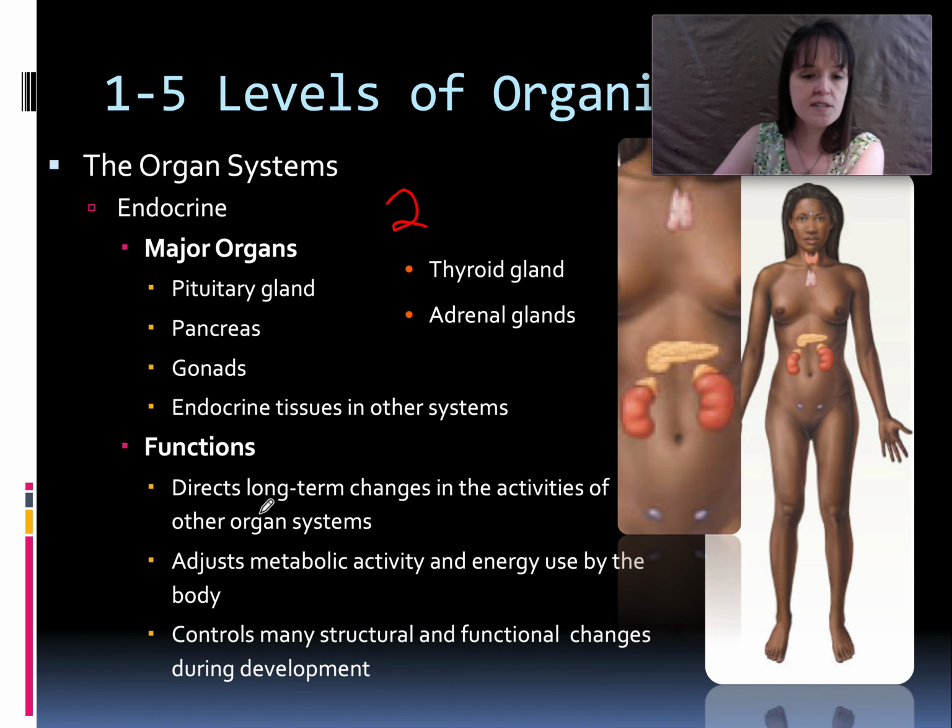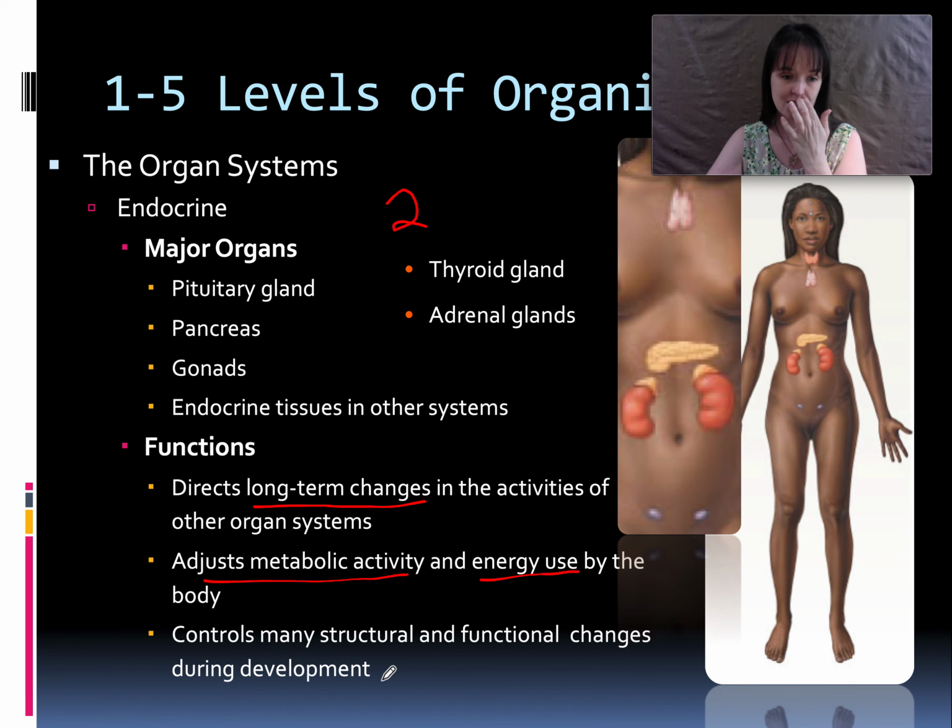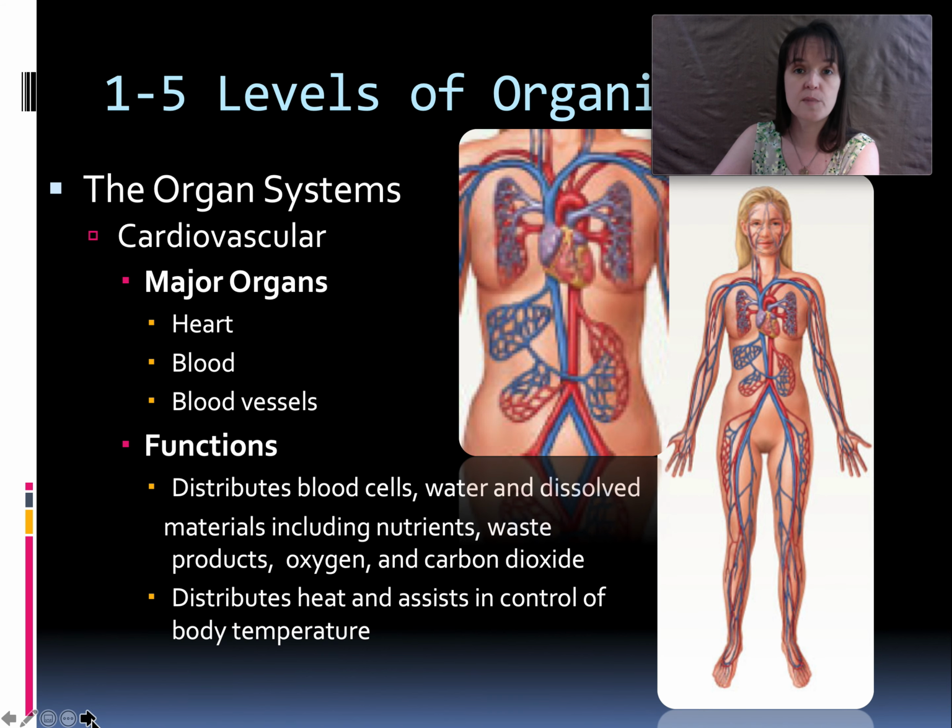And the nervous system does short-term changes. The endocrine system does long-term changes. It adjusts metabolic activity and energy use. We'll talk about that next semester. And structural and functional changes during development, the endocrine system that makes you grow up, physically speaking.